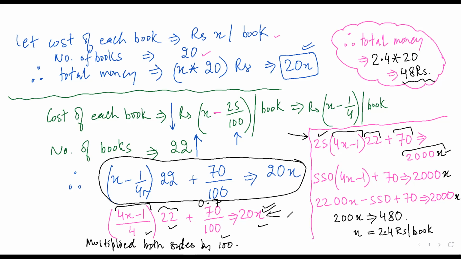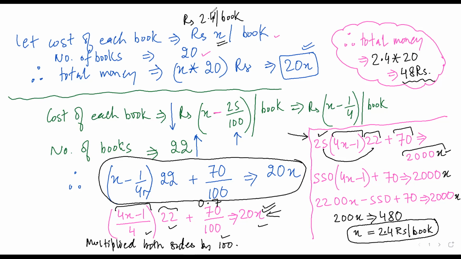Yes, sir. Once you reach this, then things become a bit comfortable because 25 into 22 is 550, plus 25 into 4x minus 1, plus 70 is equal to 2000x. Then you solve for x. The value of x is rupees 2.4 per book. Mr. Satya, are we okay till here? Yes, sir. Now this 2.4 rupees per book is this cost. Have you understood? Yes, sir.